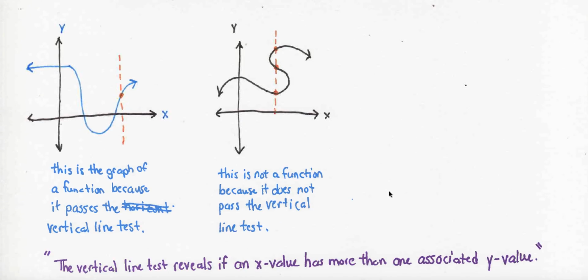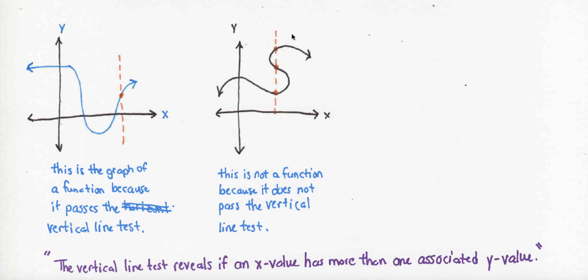Here's a couple graphical illustrations. This first one is a function. How do I know that? Because it passes the vertical line test. If I draw a vertical line anywhere I want, and no matter where I put it, it always hits the function one time, then it's a function.